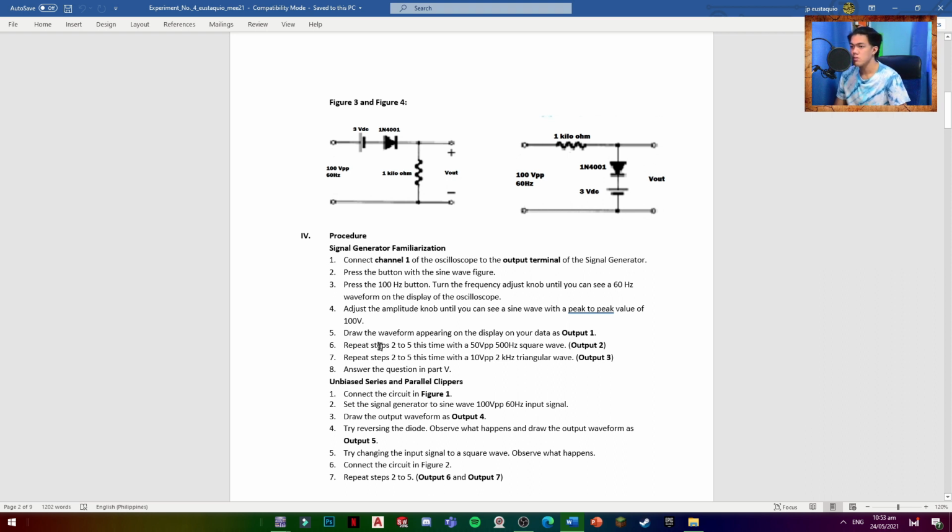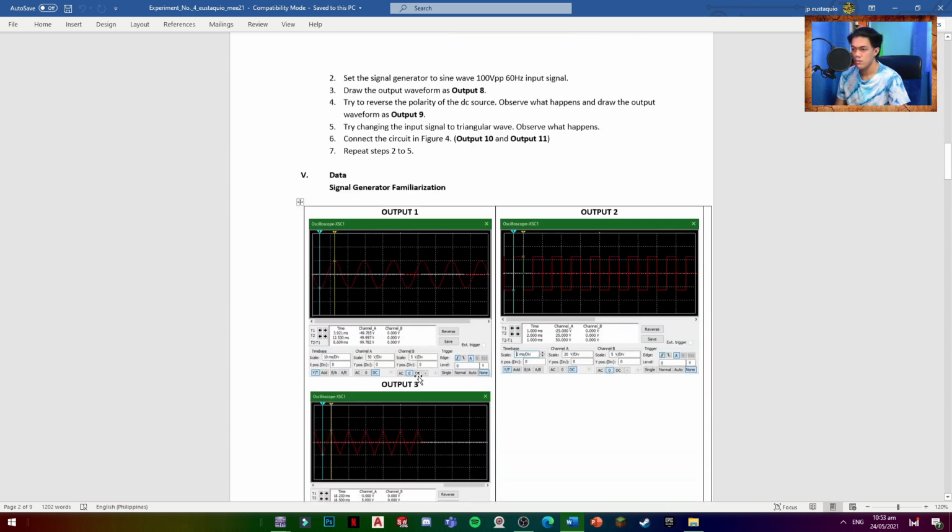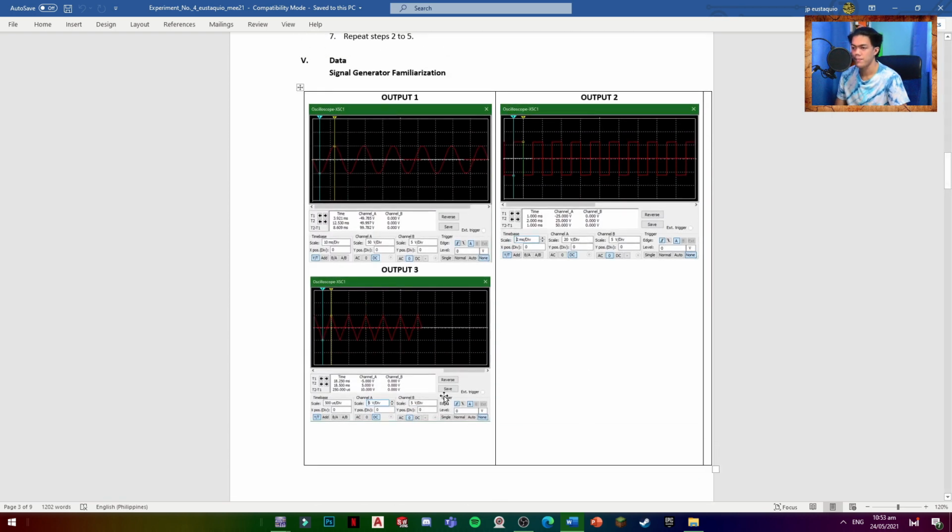Sixth, repeat steps 2 to 5, this time with a 50 volt peak-to-peak and 500 Hz square wave, that is for output 2. Seventh is to repeat steps 2 to 5, this time with a 10 volt peak-to-peak, 2 kHz triangular wave, this is for output number 3. And answer the questions in part 5. So here is part 5.